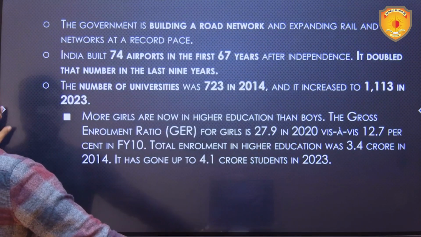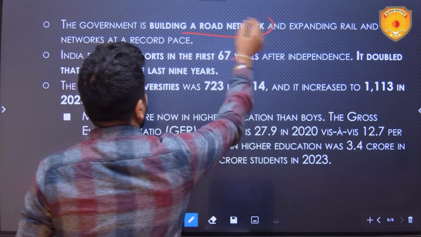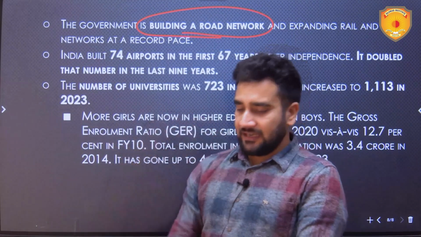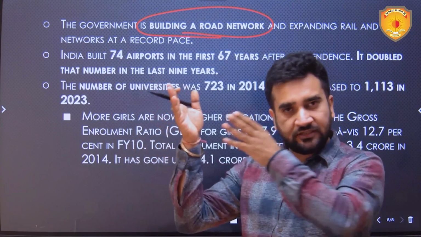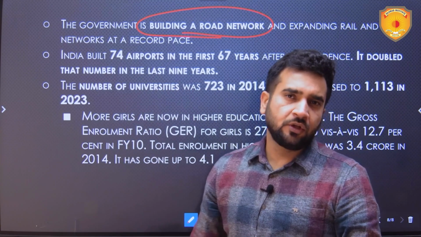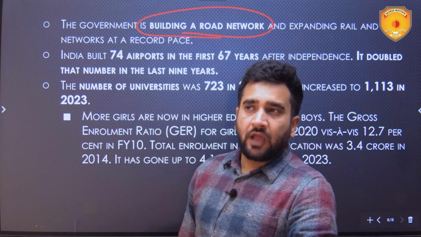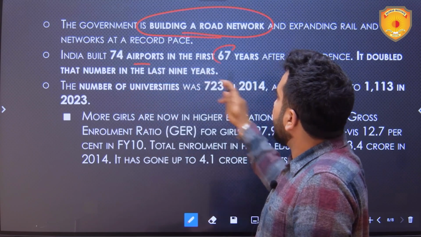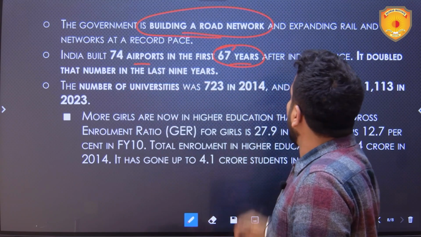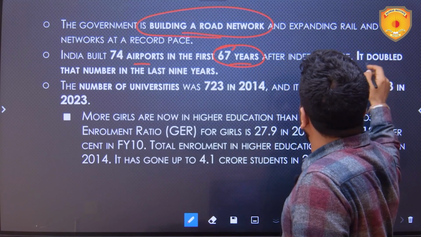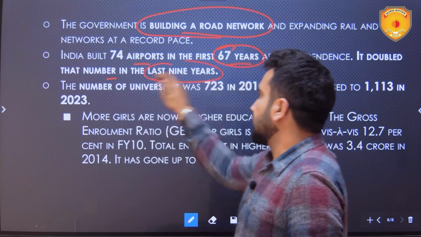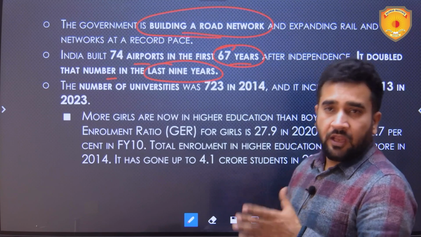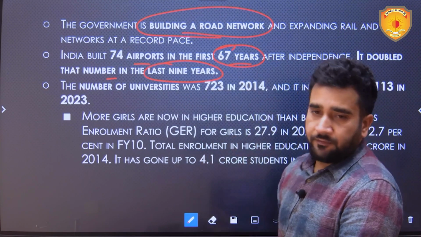Then the government is building a road network. We all know the impressive road network of our country, which is increasing and increasing and increasing. And we know the person at the helm of affairs, Mr. Nitin Gadkari. So there has been an impressive, I would say, building of infrastructure. Then 74 airports were there in the country in the first 67 years after independence. Now it doubled that number in the last 9 years. Means around 130 or 140 airports are now there. In just 9 years, these many were added.